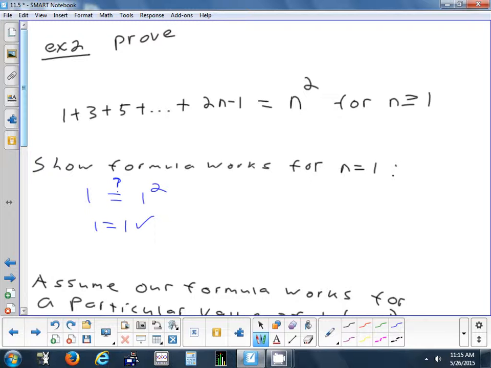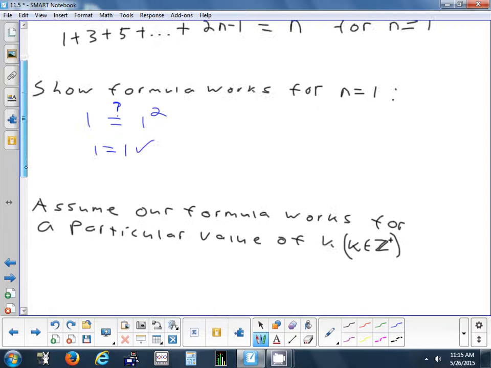Sometimes it seems a little too easy. It usually is easy. If you wanted to check it for something a little higher, try, in your head, just to try it. Don't write it down. Try it when n equals 3. So the sum of the first 3 odd numbers should be 9. And it is. Any question on showing that it works for the base case? All right.